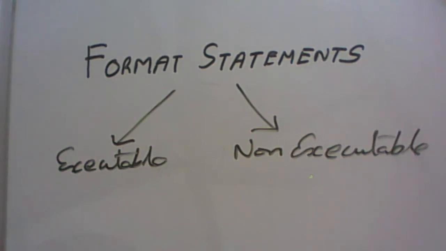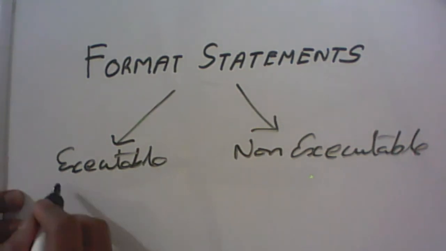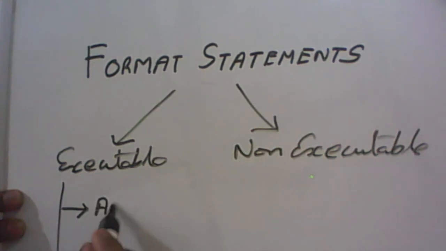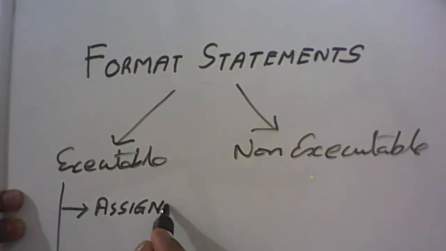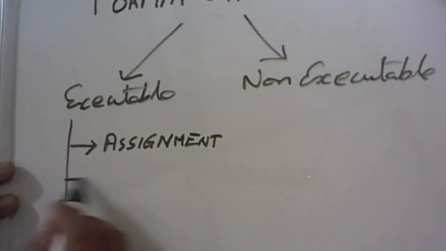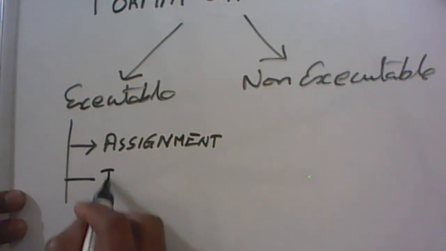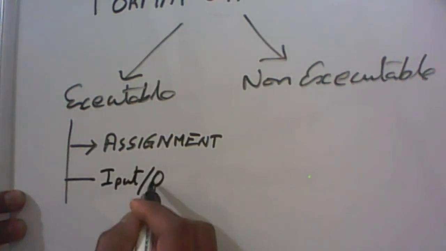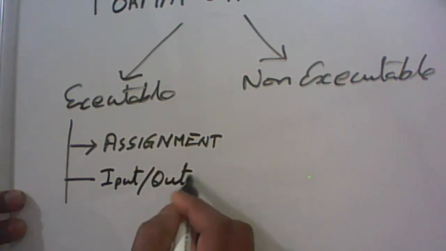So in the notes that I had given, the executable statements can be assignment statements, the input output statements, the control statements, and the return statements. These are some of the executable statements given in your syllabus. The first one is the assignment statements. Then, as per your syllabus, the input and output are given separately. I'm putting them together, the input and the output statements.